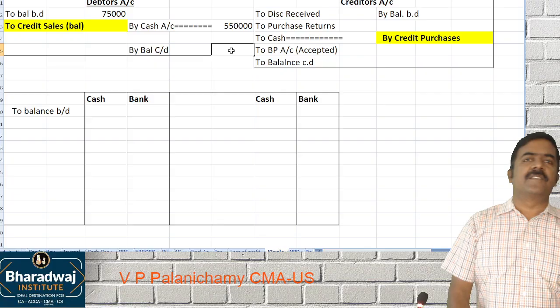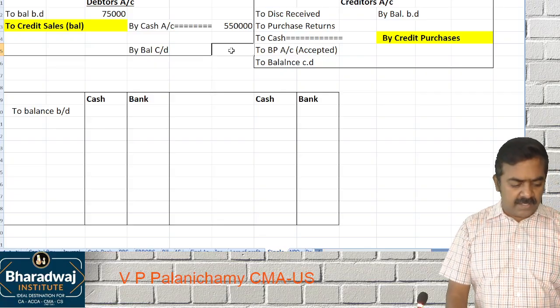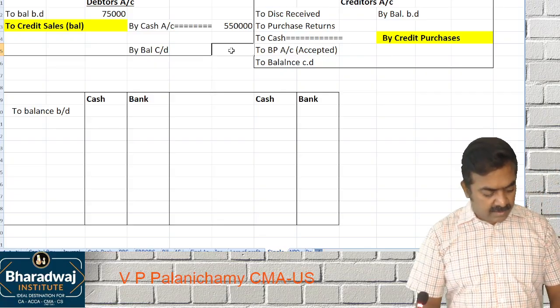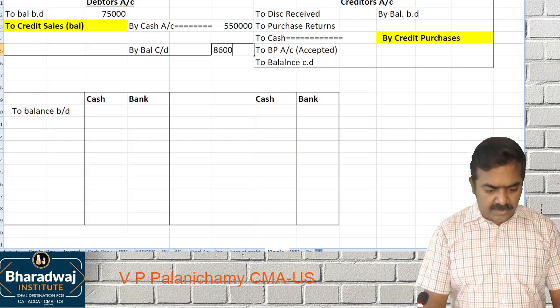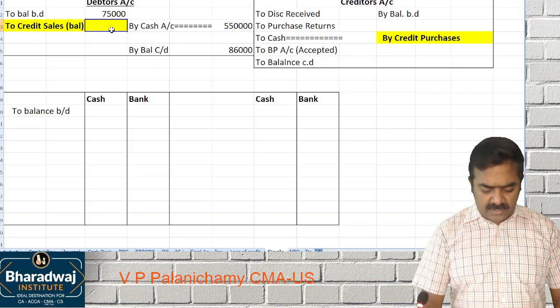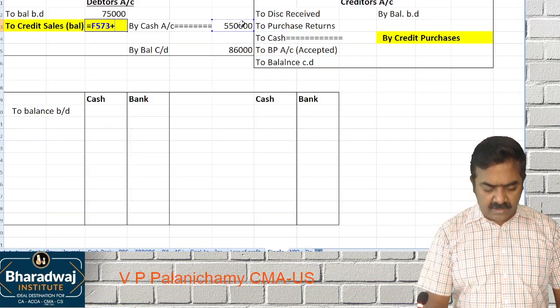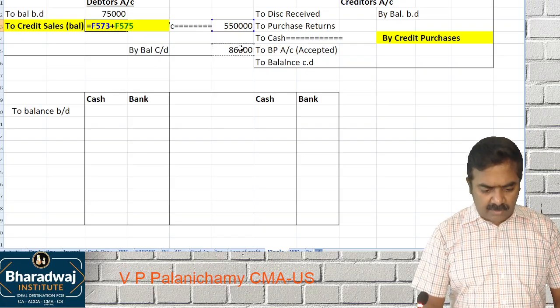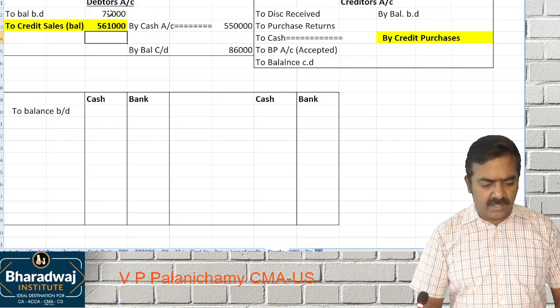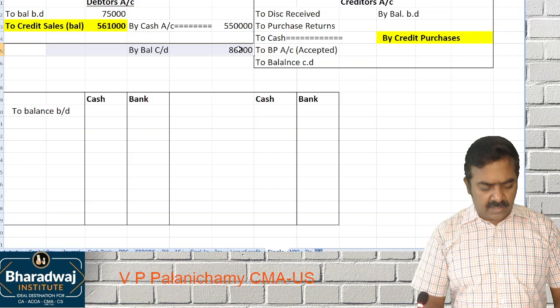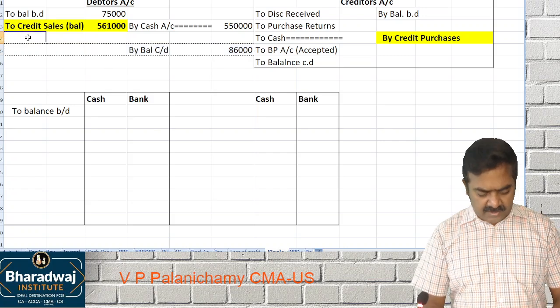What is the closing balance of debtors given in the question? 86,000. Tally this, and you will get the credit sales as a balancing figure. We are going to work together. I am not going to wait, so please do it along. So this is the credit sales we get as a balancing figure.